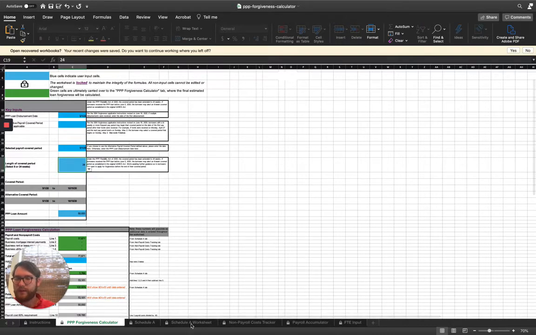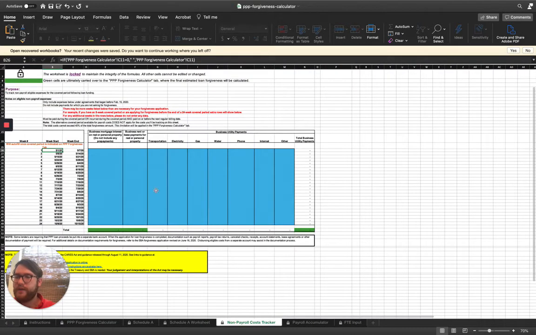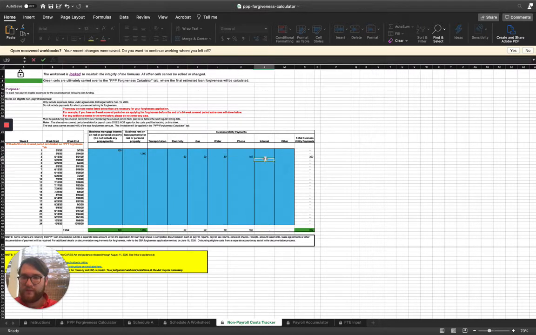So I'm going to move that back to 24 because I want to go with that. And so we would come in here and we would put in any type of interest payment. So this is only for interest. So if we paid $100 for interest here, and we paid $1,000 on rent here, and for our electricity we paid $50 here, and $20 on gas, and $80 on water, and $150 on phone, and $80 on internet.